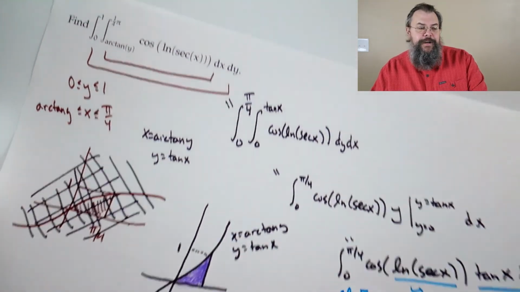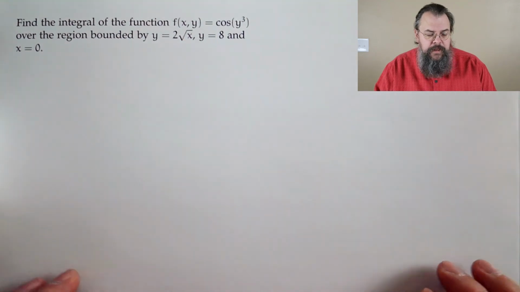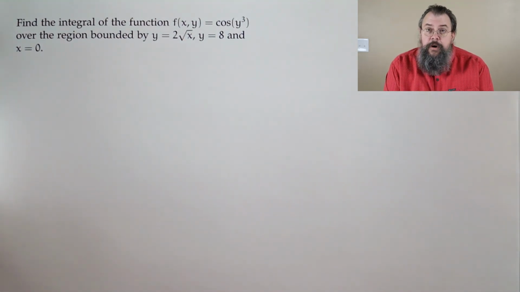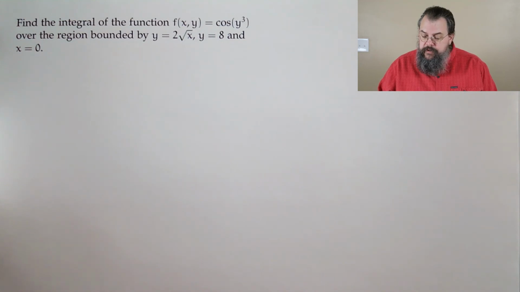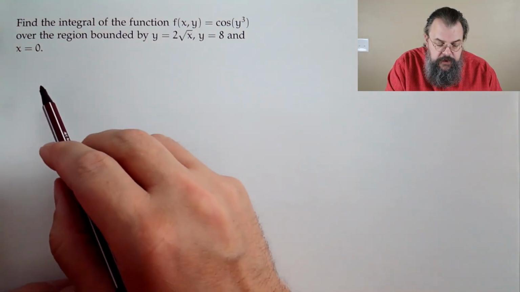All right, well, good. More problems to do, so let's keep going. On to our next one. Find the integral of the function f of x y, which is cosine of y cubed, over the region bounded by, then we have some various curves. Okay, so let's see, what do we have?